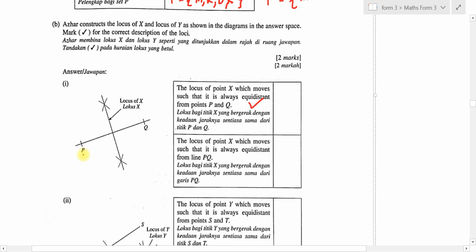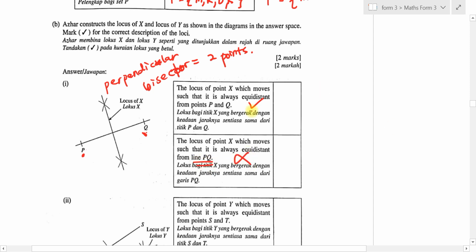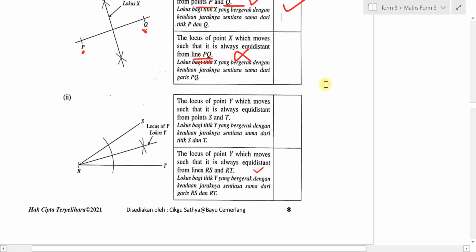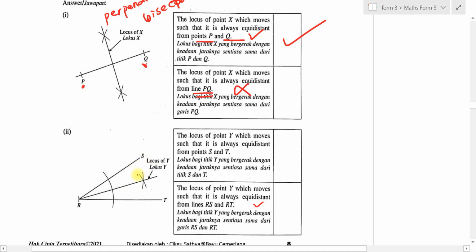Okay, you see, PQ, there are two points, and the line cutting those two points in the middle. Okay, this is two points, right? This is a perpendicular bisector. Very simple, guys. Perpendicular bisector, pembahagi titik P dan Q. If it is a perpendicular bisector, you have to get two points. So this one, line PQ? Wrong lah. It is not line PQ. It's point P and Q. This is correct.